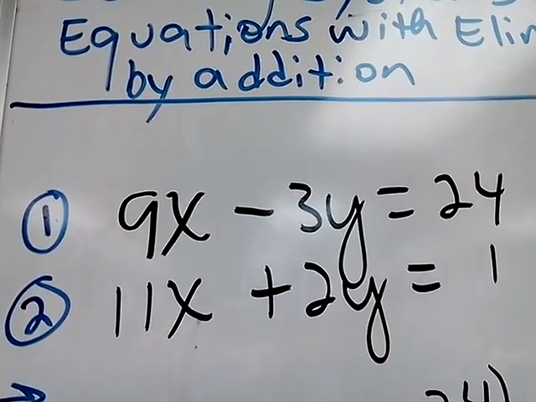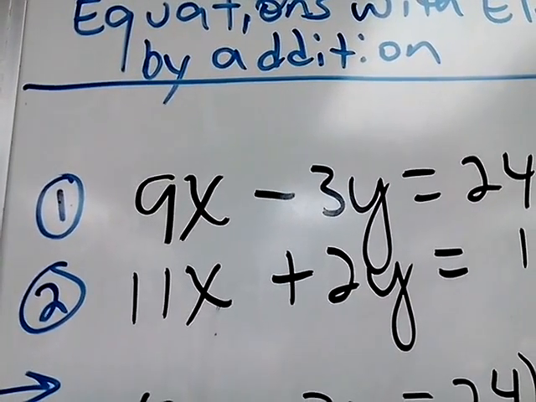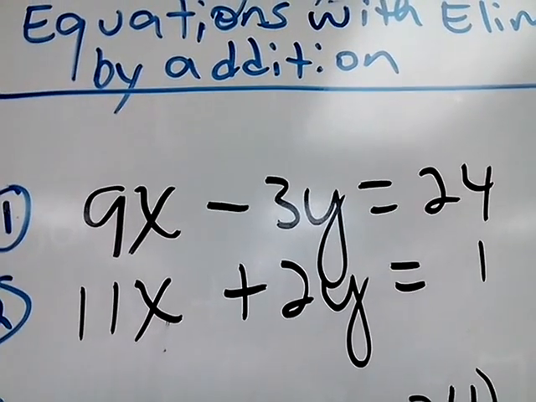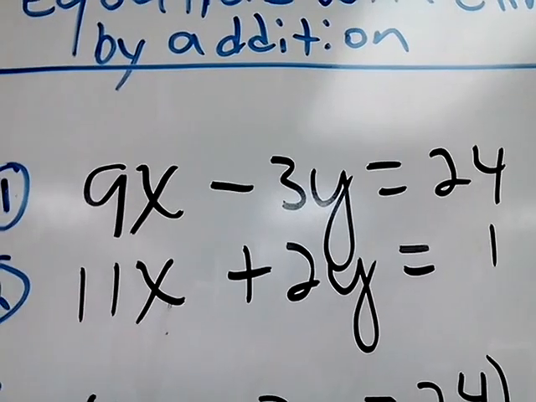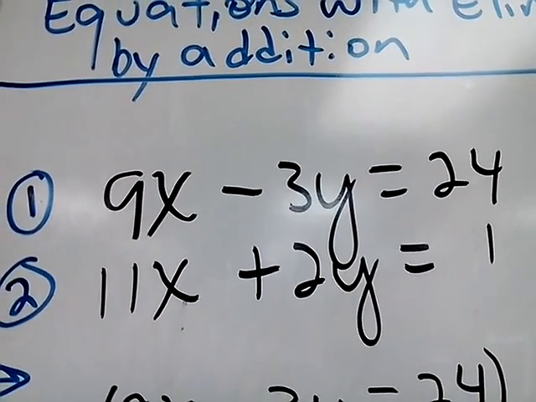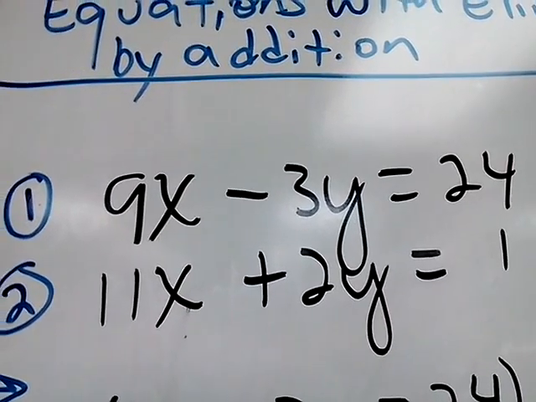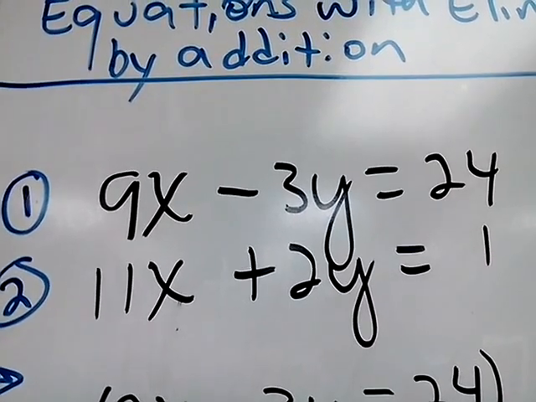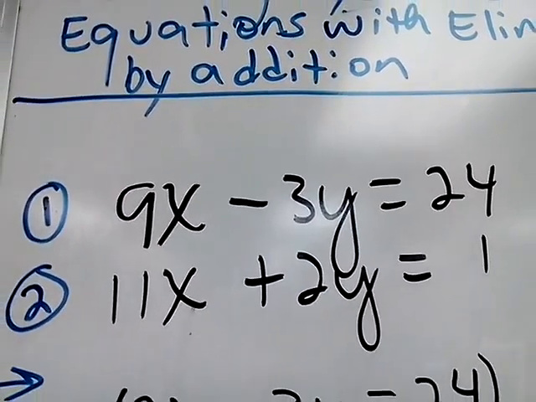We want to look at the variables and determine which variable we want to cancel first so that we can solve for the other. I'm going to choose the y variable to cancel first because we have a minus sign in front of the y variable in the first equation and a plus sign in front of the y variable in the second equation. And not only that, the coefficients are smaller in that case.